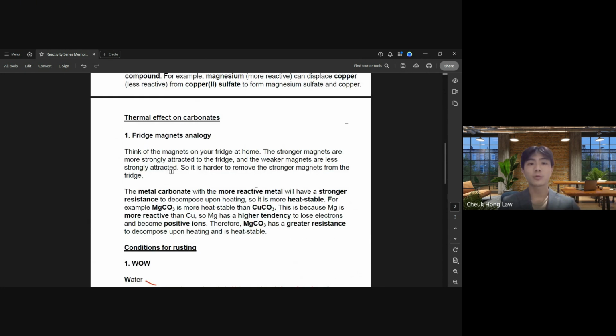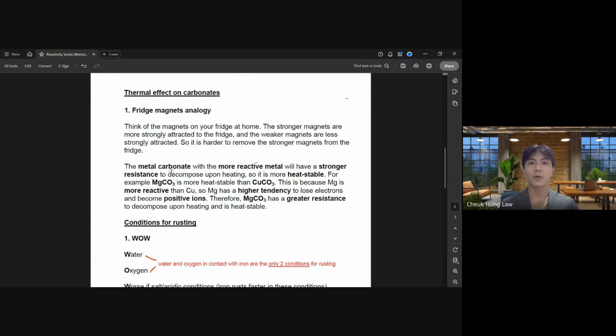Okay, next, moving on to thermal effect on carbonates. Let me give you a fridge magnet analogy. So think of the magnets on your fridge at home, right? You have some strong magnets, you have some weak magnets. Then the stronger magnets are more strongly attracted to the fridge, right? And the weaker magnets are, of course, less strongly attracted. So it is, of course, harder to remove the stronger magnets from the fridge compared to the weaker magnets.